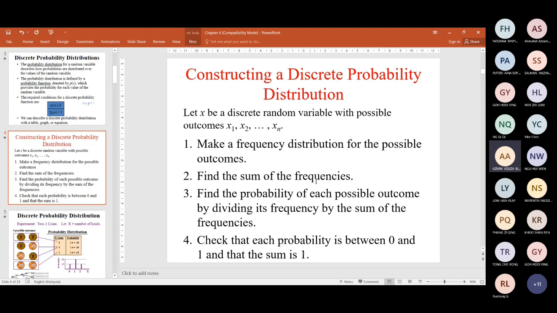Find the sum of the frequencies, the total, how many frequencies in total. Then find the probability of each possible outcome. So how do we find the probability? You divide the frequency, this one, number 1 here.